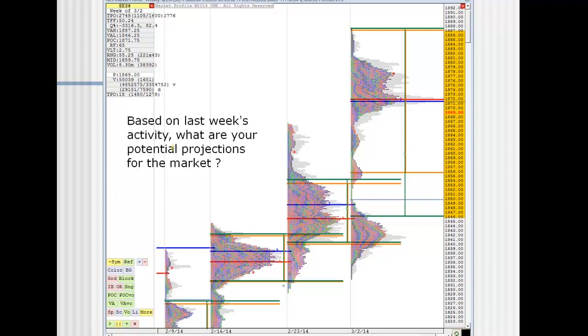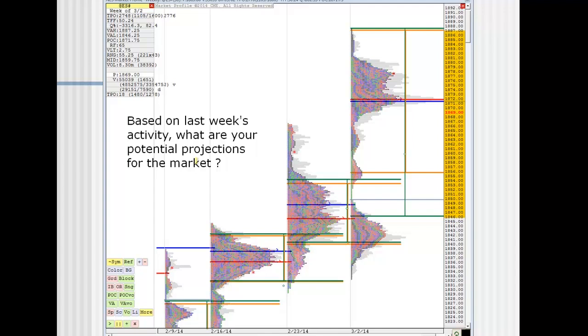Based on last week's activity, what are your potential projections for the market? All right. Now, herein lies one of the analytical processes that I really want to share with you in these lessons, and that is to begin to take a look at the market, analyze it, and project. Here's what I think is likely to happen. And then as the market begins to develop, you need to see whether your projection is on track or not. This helps you to stay on the right side of the market, and it helps you to get out quickly if things are not developing according to your projections.